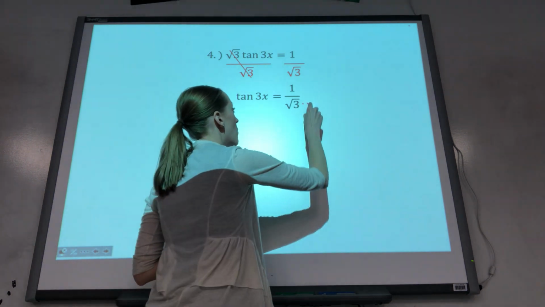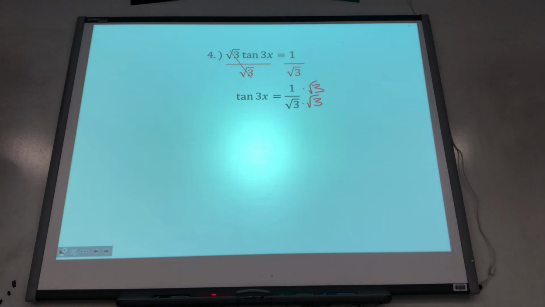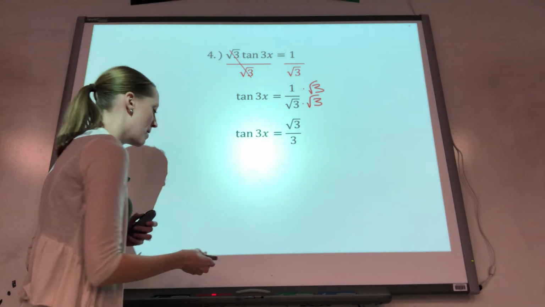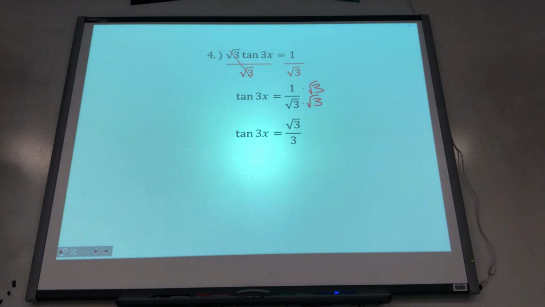Now we probably don't want to leave it like that. You're not going to find that anywhere on handy dandy. So rationalize, multiply by radical 3 on top and bottom. Now it says tangent of 3x equals radical 3 over 3.